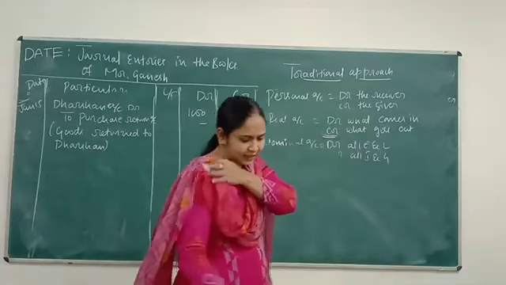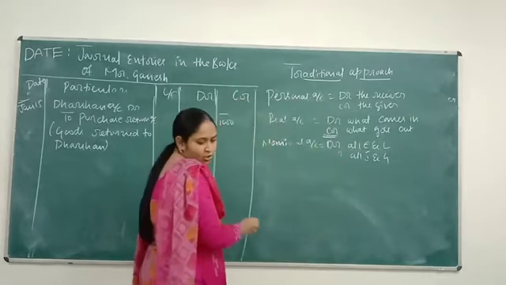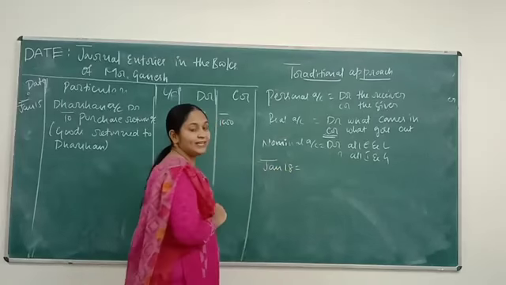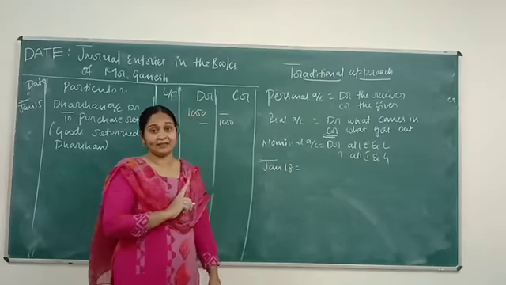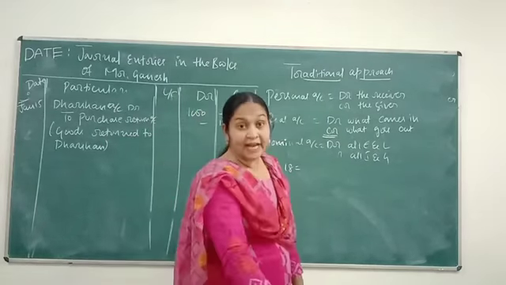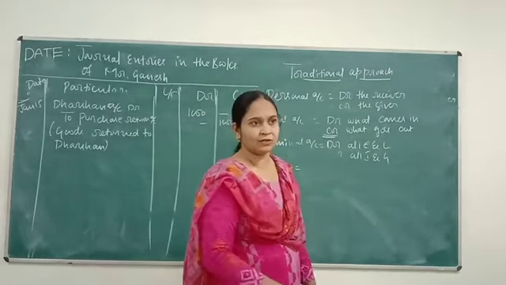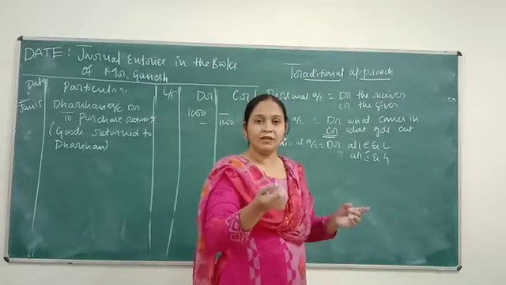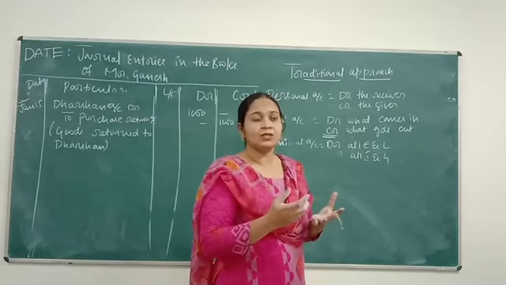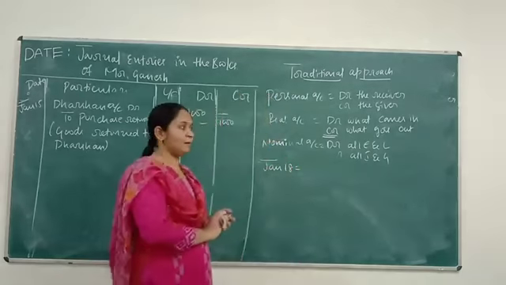What is the date of the next transaction? The date is January 18. Received goods returned by Sudeep. You had sold goods to Sudeep on credit. In the problem, on January 9, you sold goods to Sudeep on credit for rupees 20,000. Now Sudeep, after purchasing goods from our business, found some damages in the goods. He is returning those goods back.